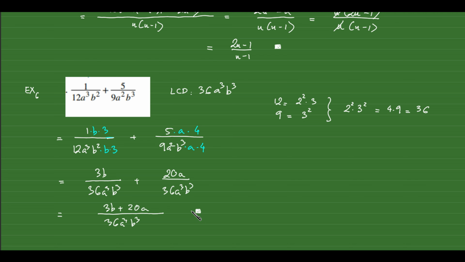All right. So that is how you add and subtract rational expressions with different and the same denominators. In the third part of the video, I will be introducing how to multiply and divide rational expressions.